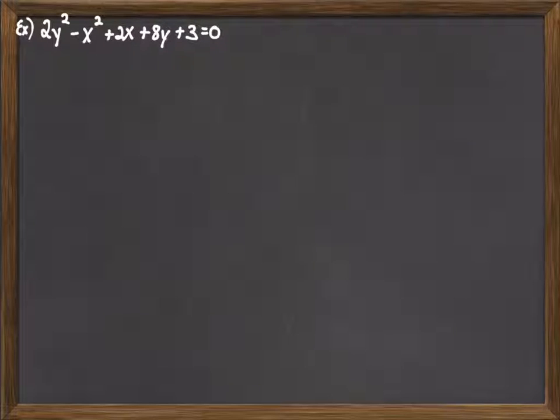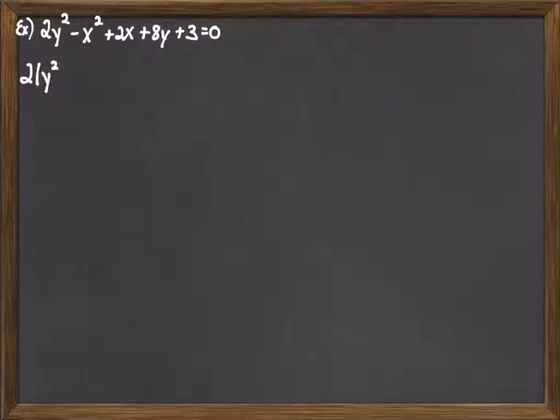Okay, so here we have one more example with working with hyperbola. This one, like the ones we did for an ellipse and for a parabola, is in a different format. So we focus only on that now. 2y squared minus x squared plus 2x plus 8y plus 3 equals 0. So we first have to put it into the right format.